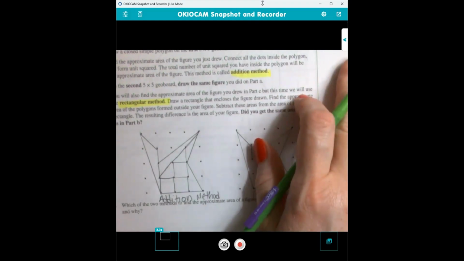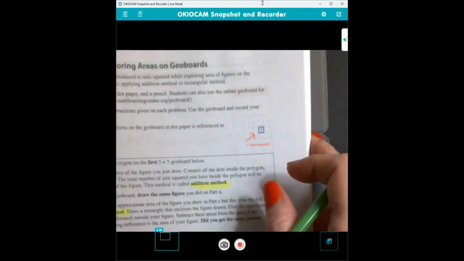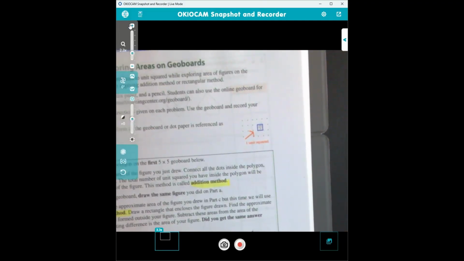Now, one of the things I want you to be aware of, okay, and I'm going to do it over here so I don't use the same space. And let me go ahead and make this bigger.